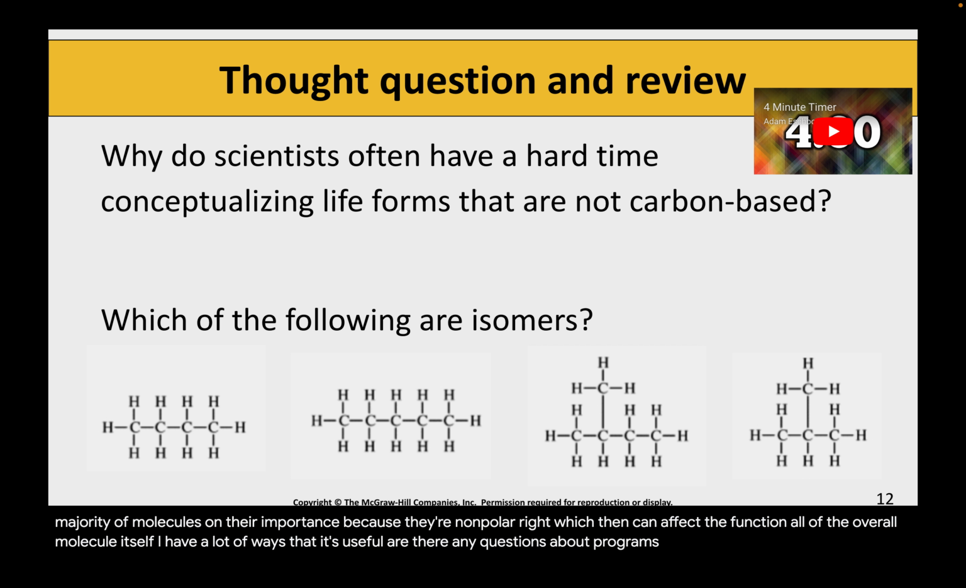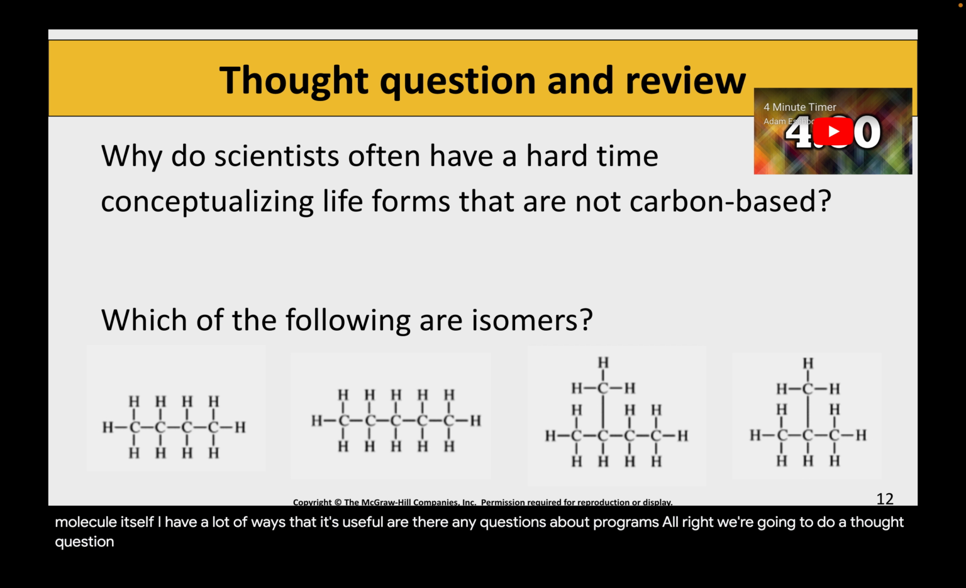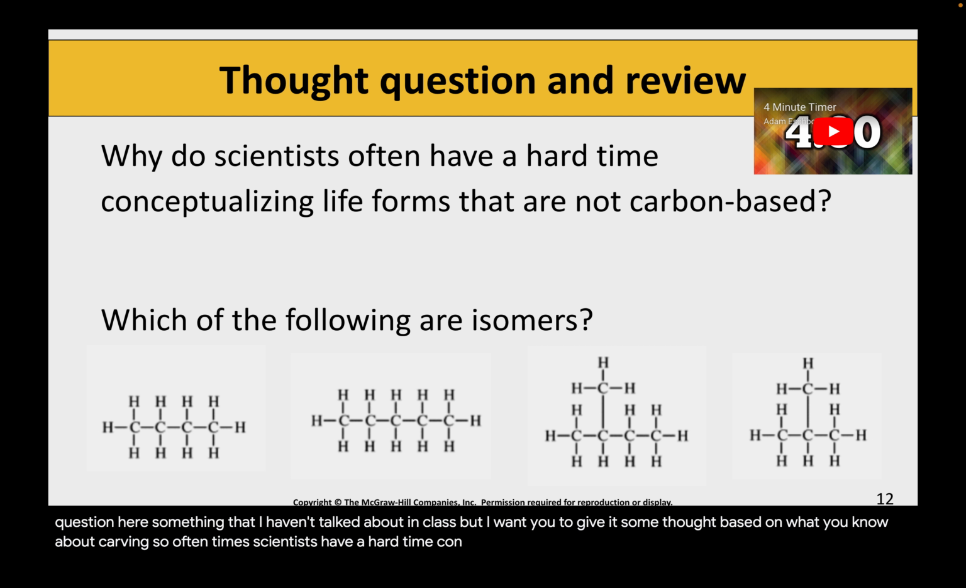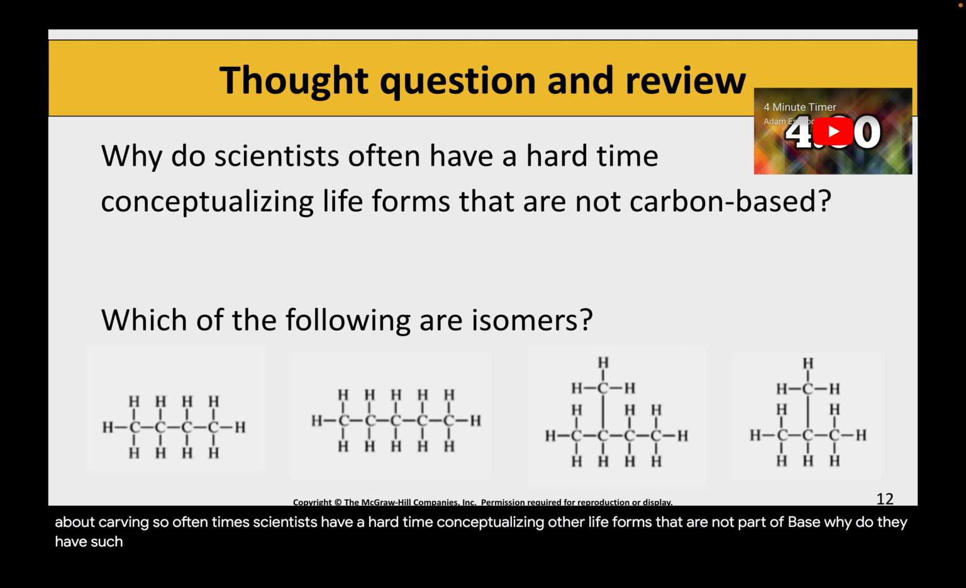All right, we're going to do a thought question here, something that I haven't talked about in class, but I want you to give it some thought based on what you know about carbon. So oftentimes, scientists have a hard time conceptualizing other life forms that are not carbon-based. Why might this be the case? Why do they have such a hard time with that?